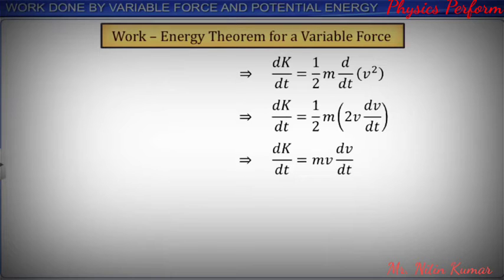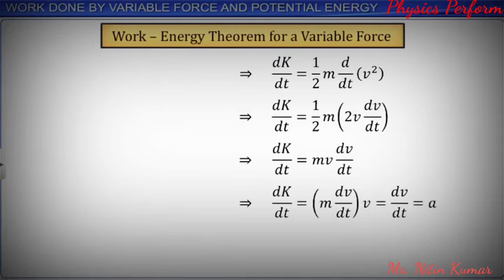This can also be written as dK/dt = m dv/dt · v. On the right side of the equation, we know that dv/dt is the rate of change of velocity, which is the acceleration of the body. Thus, we get dK/dt = mav.